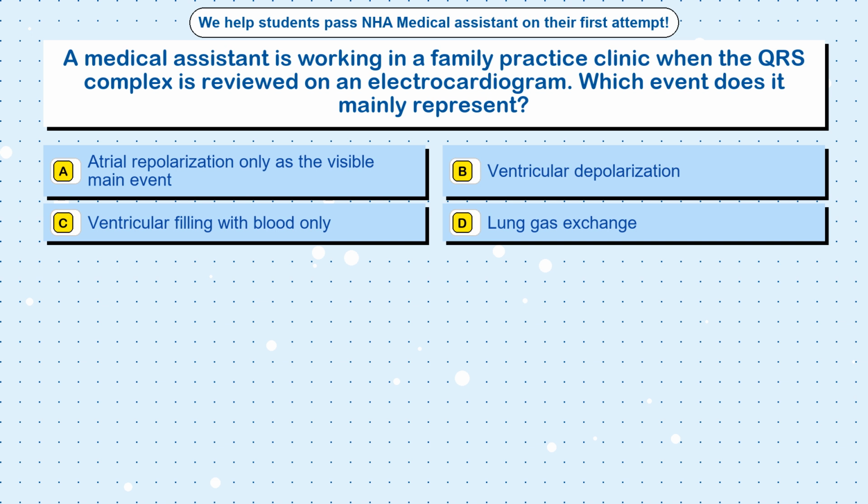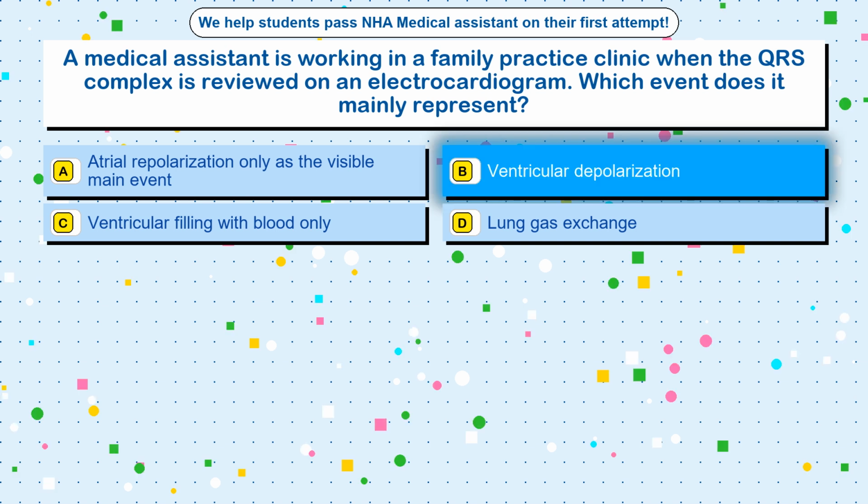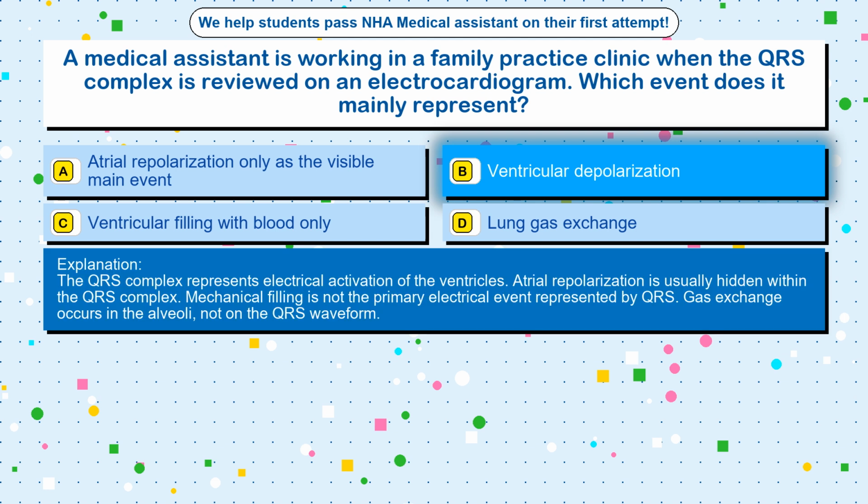Option B, ventricular depolarization. Option C, ventricular filling with blood only. Option D, a lung gas exchange. The correct answer is option B, ventricular depolarization. The QRS complex represents electrical activation of the ventricles. Atrial repolarization is usually hidden within the QRS complex. Mechanical filling is not the primary electrical event represented by QRS. Gas exchange occurs in the alveoli, not on the QRS waveform.